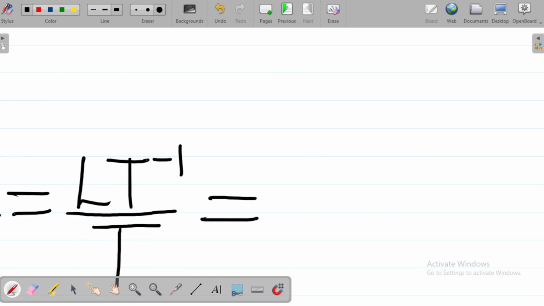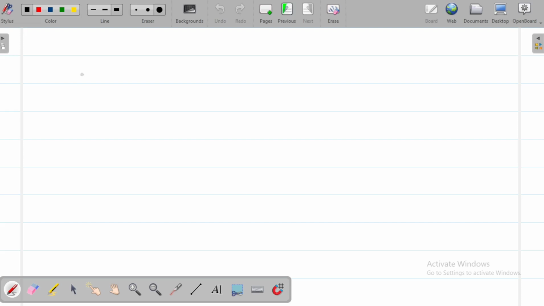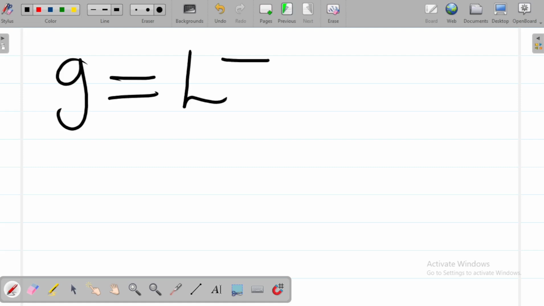So this is equal to, if you move the denominator upward, it will become L t raised to power -2. So therefore, acceleration due to gravity is equal to L t raised to power -2.